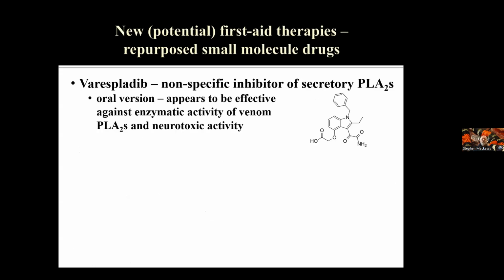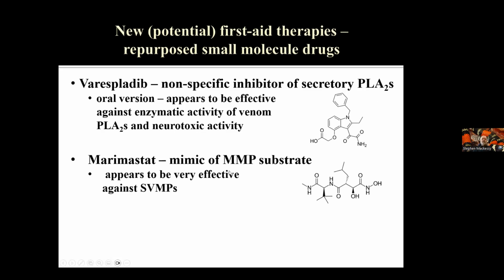So there are some other therapies, and again, Wolfgang mentioned this in passing. Raspolidib is an inhibitor of secretory phospholipases, and it looks like this small molecule also has activity against not only the enzymatic versions of PLA2, but also some of these presynaptic neurotoxic PLA2s. Another compound, murimistat, is an inhibitor of snake venom metalloproteinases.